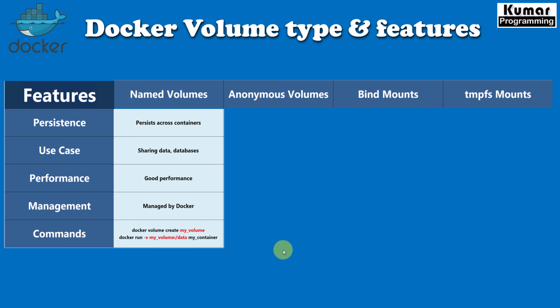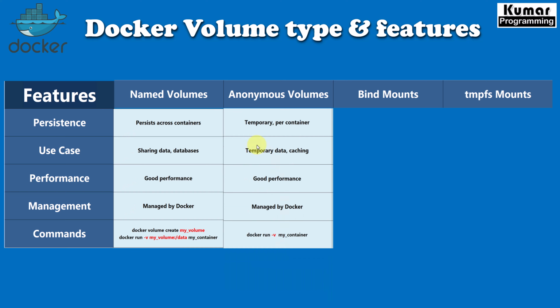Now let's see the next type of volume, which is the anonymous volume. Mainly, an anonymous volume is used for temporary storage and is associated with only one container, right? So an anonymous volume is not shareable, first of all. It is used for temporary data and caching, okay? It has good performance, and it is also managed by Docker.